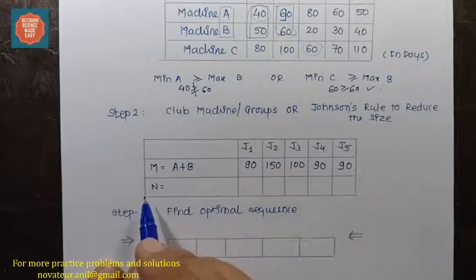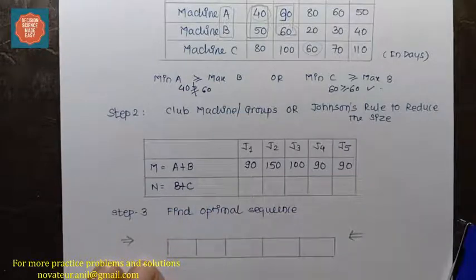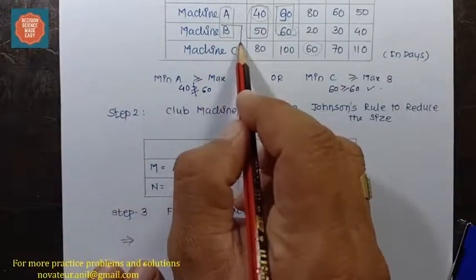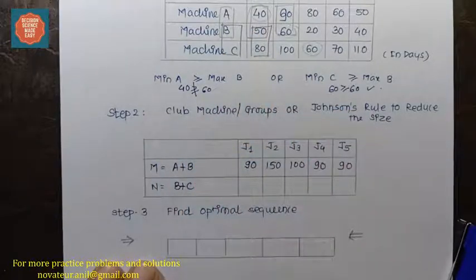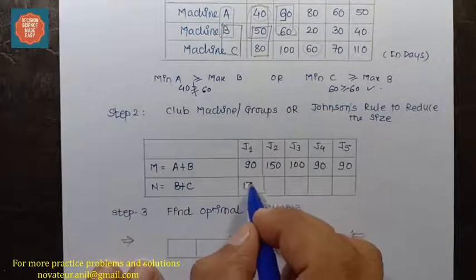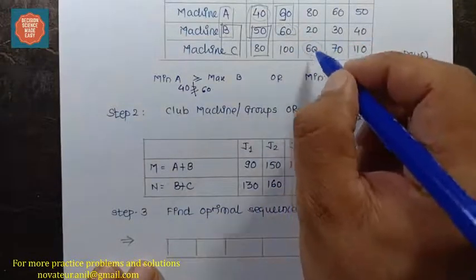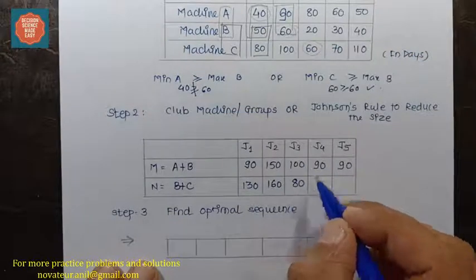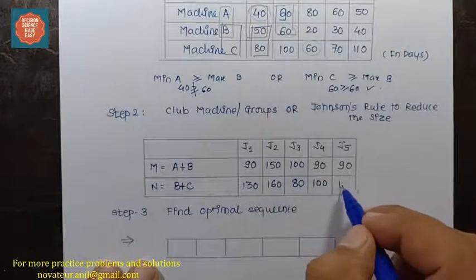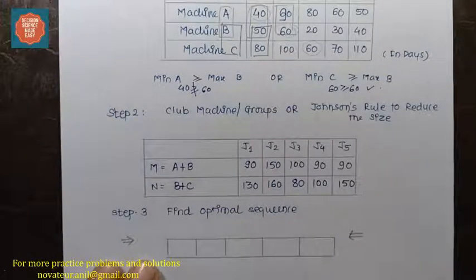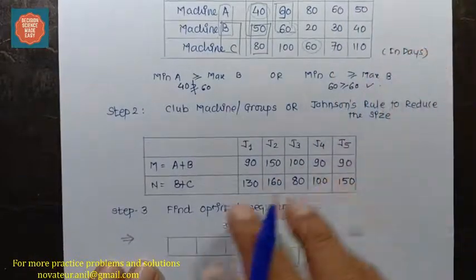Now the new machine N is B plus C. I add the values of B plus C. For example, 50 plus 80 is 130. Similarly, 100 plus 60 is 160, 20 plus 60 is 80, 30 plus 70 is 100, and 40 plus 110 is 150. So what I have done is converted the given machines into a 2 machine problem.